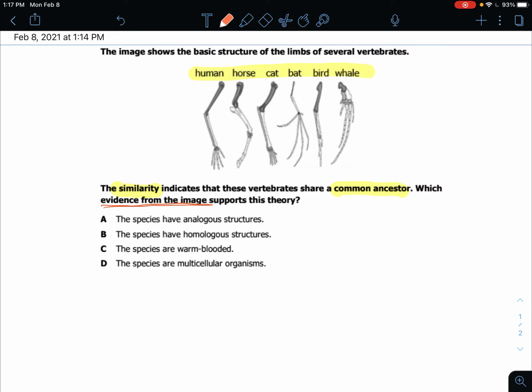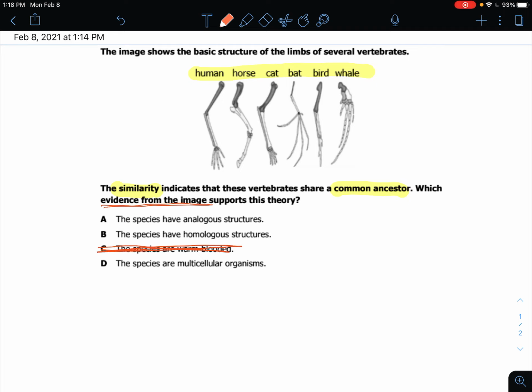So immediately, if I go to choice C, it says the species are warm-blooded. Look at that picture. Do you see any evidence of blood, or whether they're warm-blooded, cold-blooded? Does it even show blood? Does it talk about blood? Nah. All we have are skeletons. All we have are bones. So we immediately know, okay, can't be C because there's no evidence in the image.